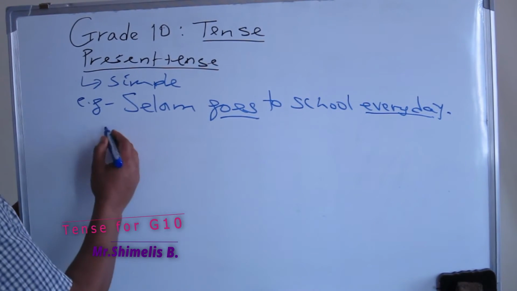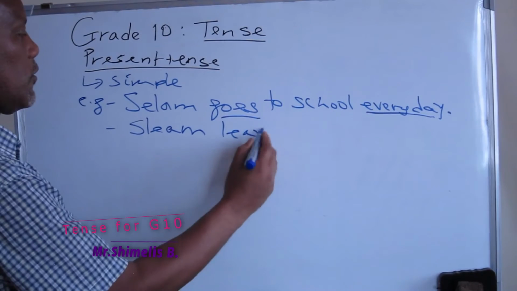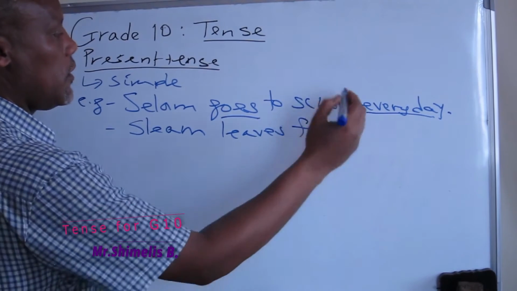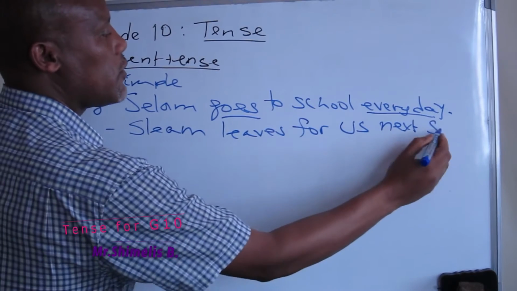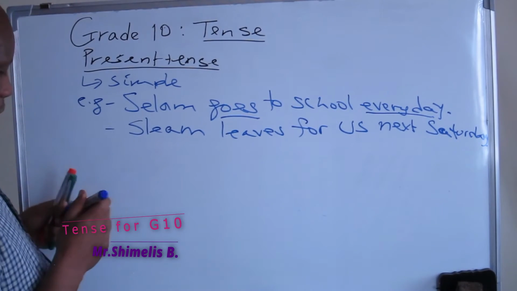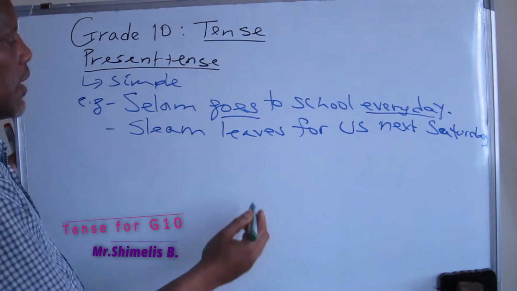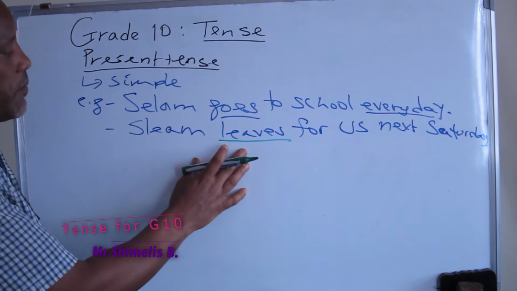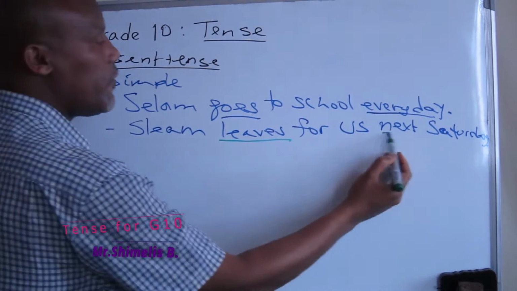But if you say Salam leaves for, say, US next Saturday. Now, if you see this sentence, this is an action which is yet to happen on Saturday, but as you can see, the main verb is stated in simple present tense, which shows that this is a pre-planned future action.